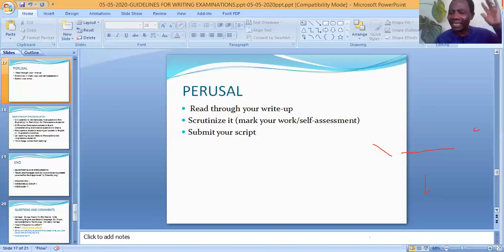So for final examination, my beloved students, don't make the mistake of not reading through before submitting. Once you do that, then you don't know your fate. You have not assessed yourself. The lecturer can give you anything, or the teacher, the examiner, can give you anything. But if you have gone through the work, you have marked yourself, all the mistakes, the errors, you have corrected them, then definitely you will do well at the end of the day. You get it? Very good.